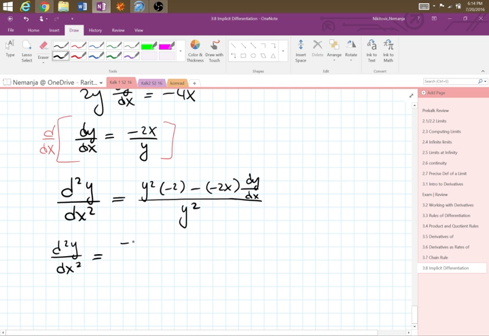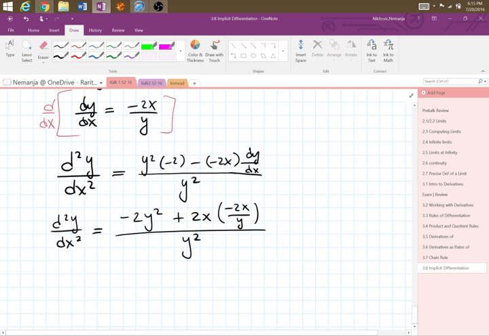So negative 2y plus 2x, and then this is negative 2x over y, divided by y squared. The y in the numerator cancels with the y squared. It's clearly just y.